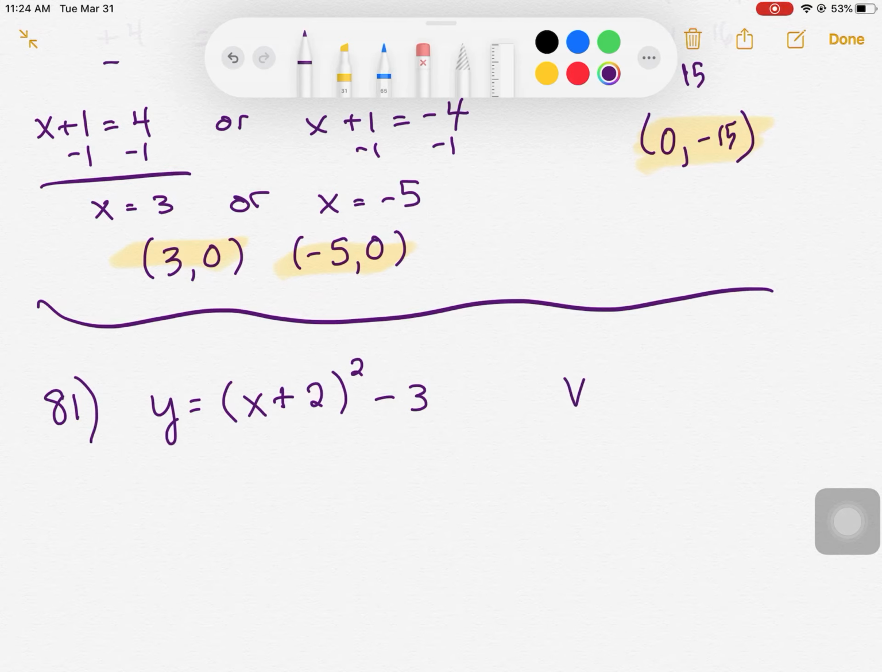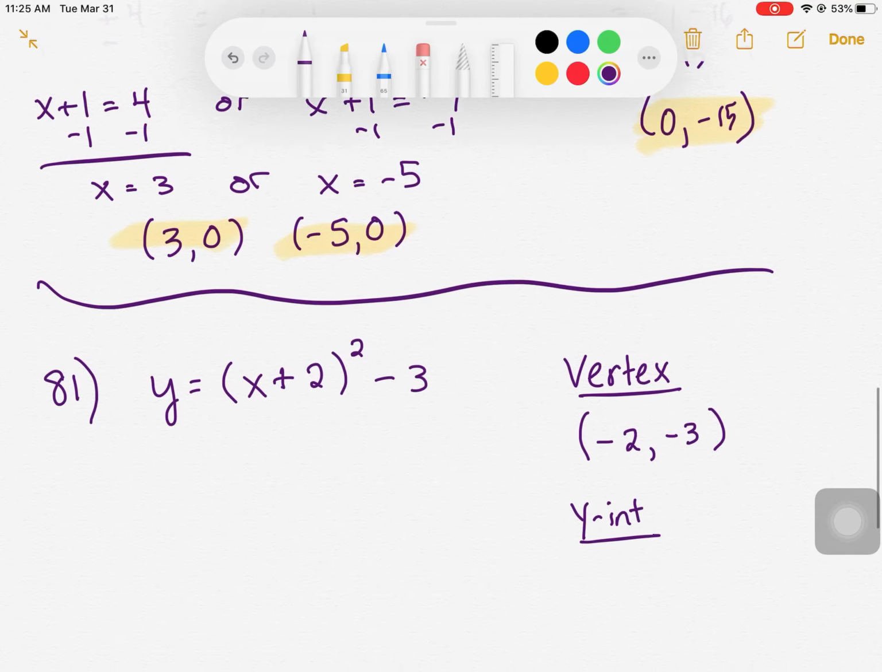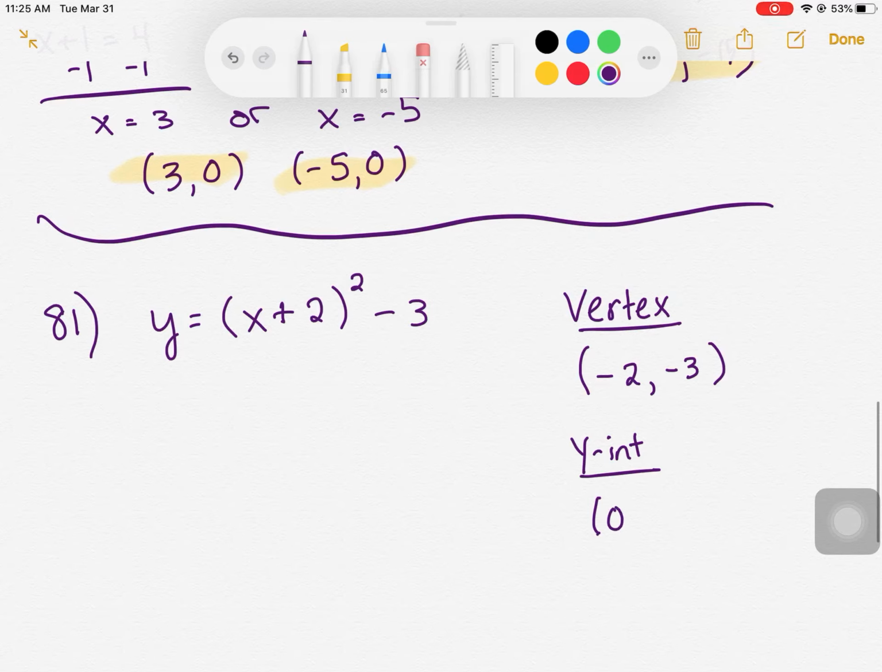Clean that up a little bit. And right away, I'm going to identify my vertex. My vertex is at (-2, -3). Right away, I'm going to identify my y-intercept. My y-intercept is going to be at (0, 1). When I put 0 in for x here, I get 2 squared, which is 4. 4 minus 3 is 1.